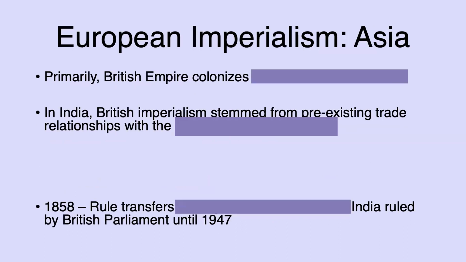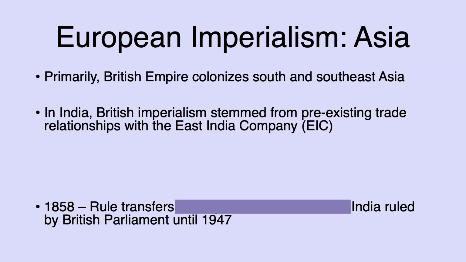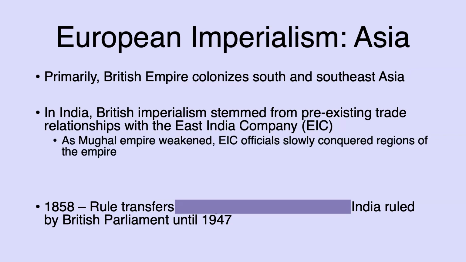So what did imperialism look like in Asia? Well, primarily, the British Empire colonizes South and Southeast Asia. In India, British imperialism stems from pre-existing trade relationships with the East India Company, the EIC. As remember, we talked about the Mughal Empire last unit.